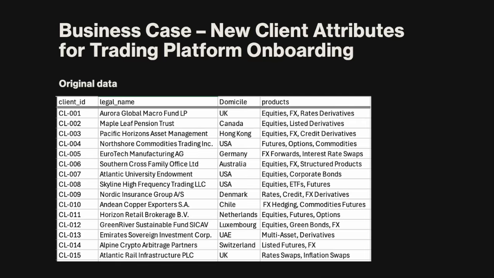Right now, my fictitious trading platform knows who the client is: their ID, legal name, domicile, and products. But it doesn't know whether they should be allowed to trade what, how, or through which channel. That missing context lives in external spreadsheets and emails: KYC risk, regulatory classification, ISDA (International Swaps and Derivatives Association), margin and connectivity. The result is manual checks, inconsistent limits, audit gaps, and higher operational risk when we're onboarding under time pressure.